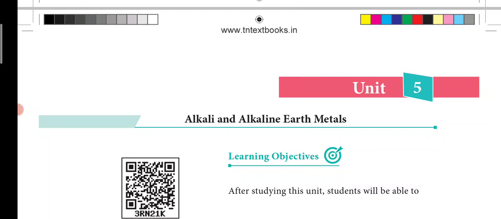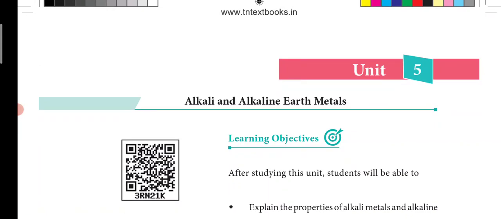Today we are going to start off with this new chapter, Alkali and Alkaline Earth Metals, which is Unit 5. Last class we completed Unit 4, Hydrogen. That is, yesterday we completed that unit. Today we are going to start this unit, and this is also the last unit in our volume 1. We had 7 units in volume 1. We completed 6 units till yesterday. So we are going to see the last unit in volume 1.